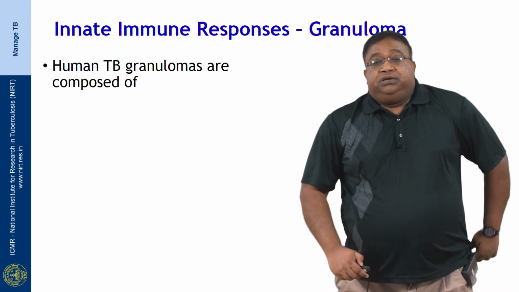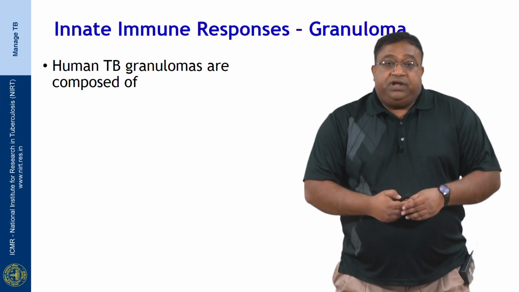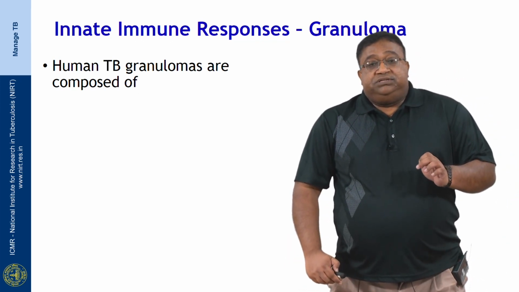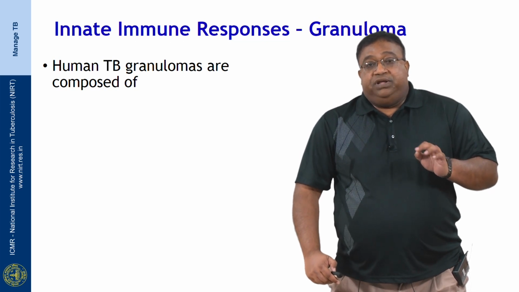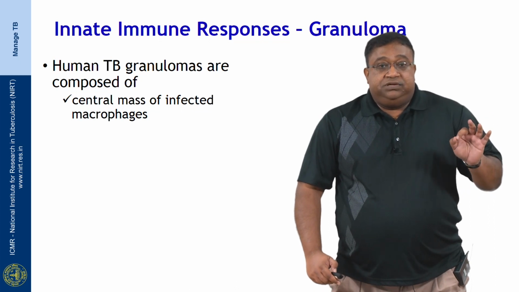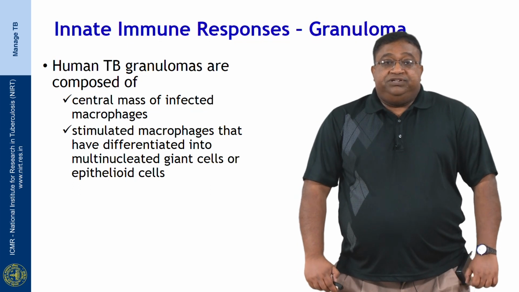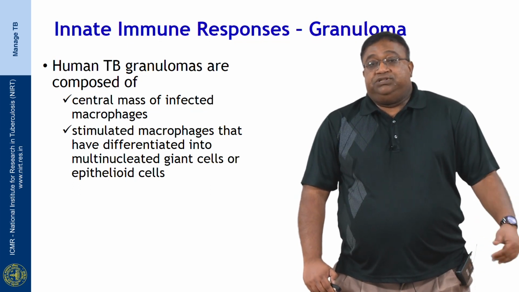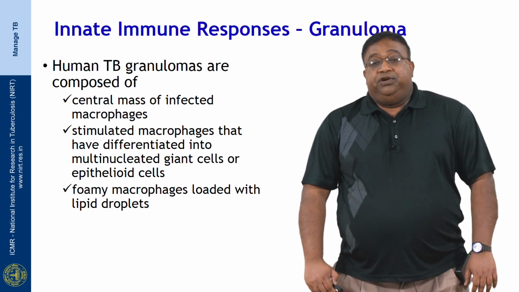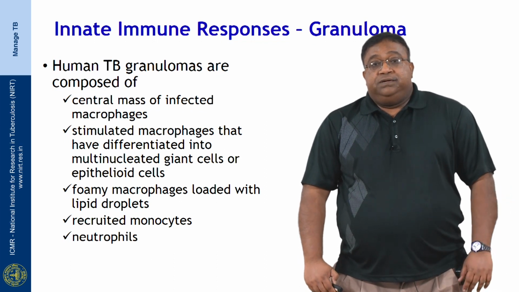So this brings us to the granulomatous reaction and the importance of the granuloma in TB infection and disease. Human TB granulomas are the classic hallmarks of TB infection and disease and are composed of a central mass of infected macrophages, stimulated macrophages that have differentiated into multinucleated giant cells or epithelioid cells, foamy macrophages loaded with lipid droplets, recruited monocytes, and neutrophils.